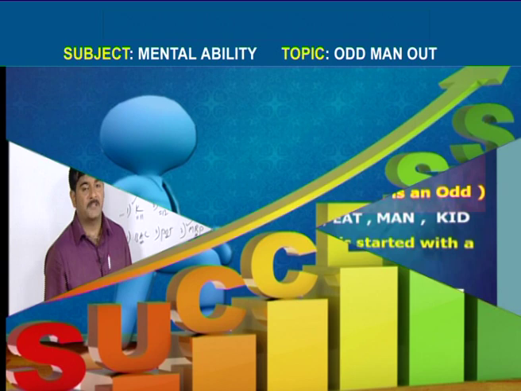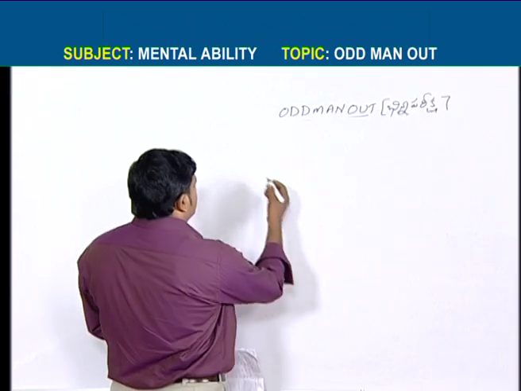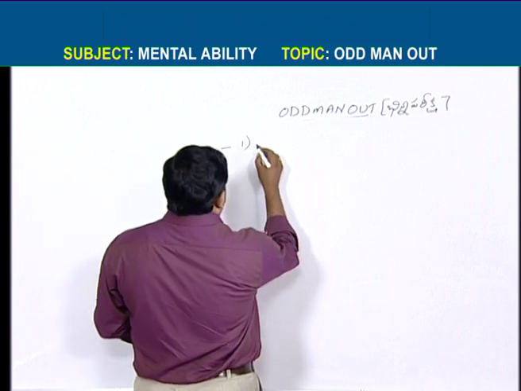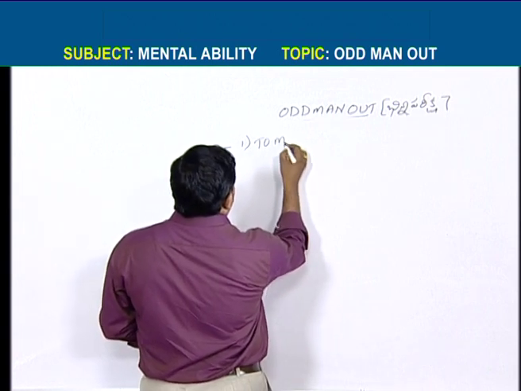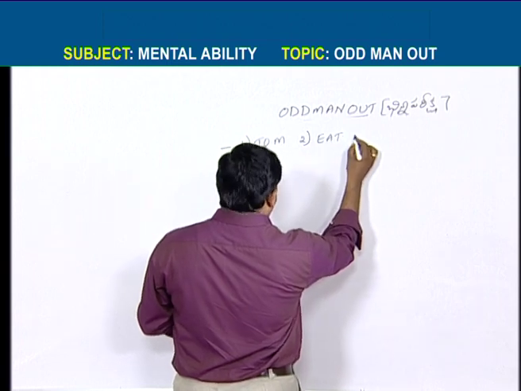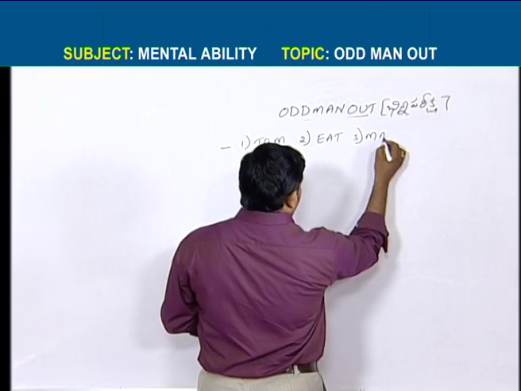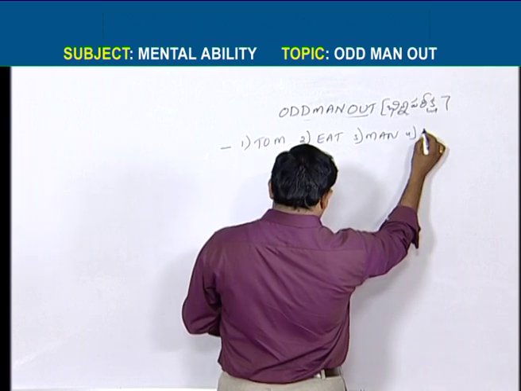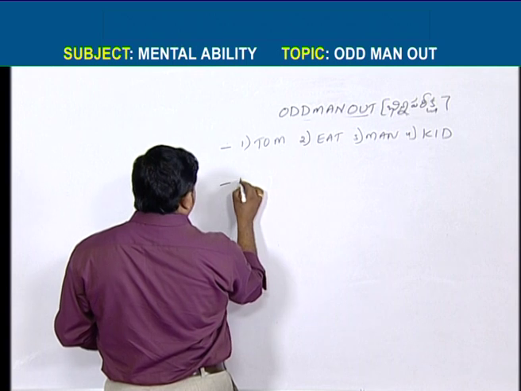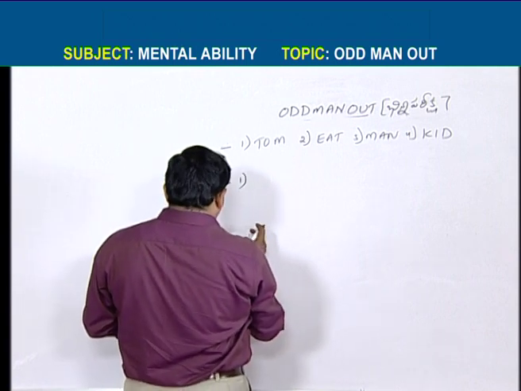We will take some other models. Now let us take some other models regarding letter odd man out. First option, what is given is TOM. Second option is EAT. Third option is MAN. Fourth option is KID.